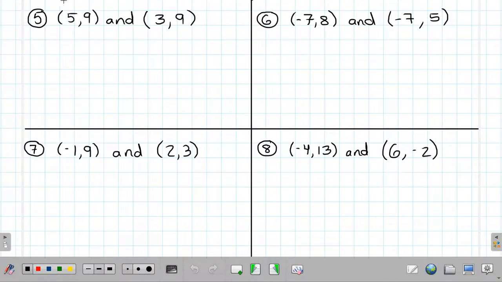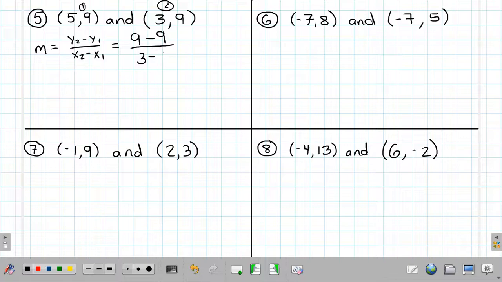But let's go ahead and look at numbers 5 and 6. These are the special cases. You can see something's up here because what do you notice both y values are? Well, they're 9. So when we plug into the formula, both of these y values are going to be 9. Well, what's 9 minus 9? That's going to give you 0. So once again, I'm saying this is 1, this is 2. You can flip it around, it actually doesn't matter. But in this case, the way I've labeled it, 9 minus 9 over 3 minus 5.